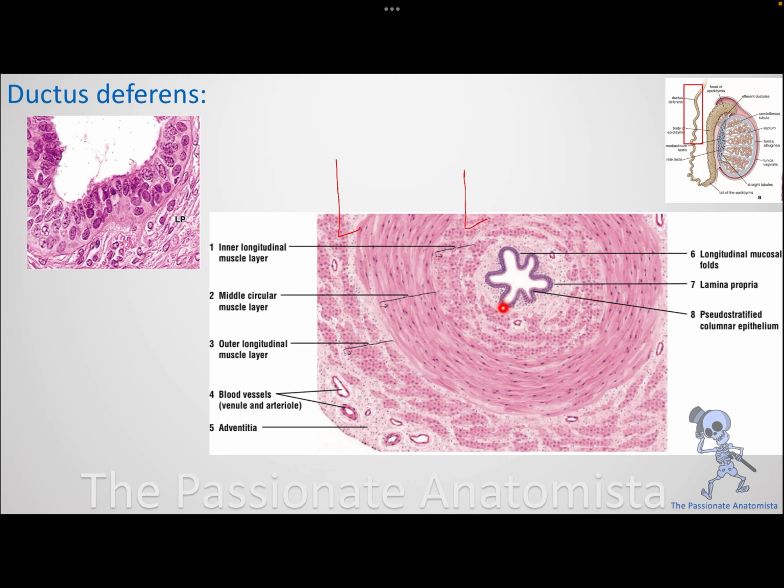And if you look at the lining epithelium, it's again going to be pseudostratified columnar epithelium, or sometimes shorter kinds of cells. But again, we are in the same concept here, that we need these very busy cells with the pseudostratified epithelium, and the muscular layers outside are going to help you identify the histological section of the ductus deferens.